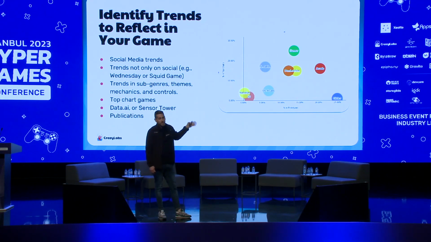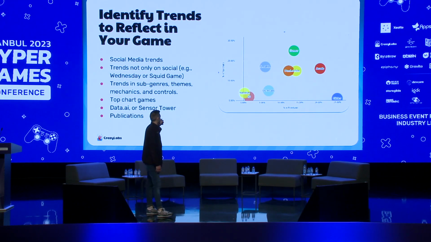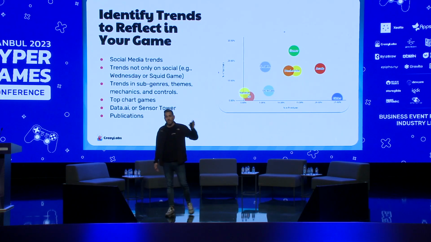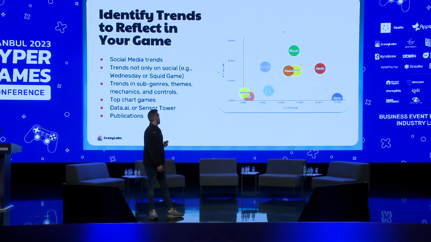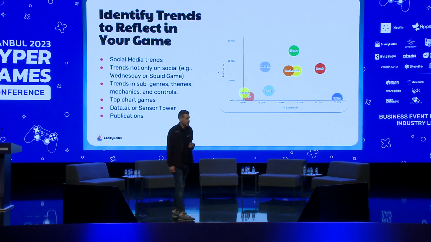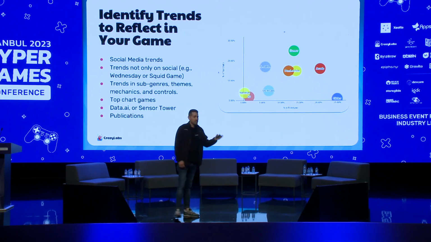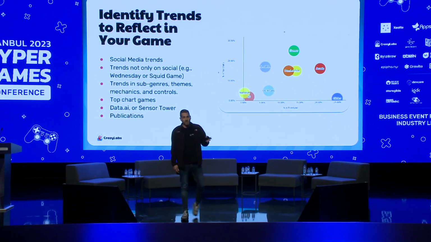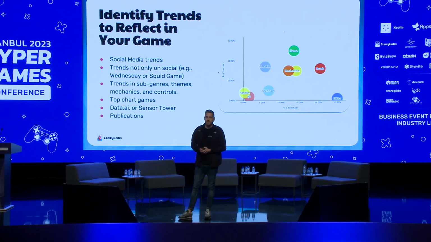So for me and for my studio, this is the place that we usually want to be. This is only one slide from the monthly trend report, where we summarize all the data. There is much more super interesting data for the studios who have access. For the ones who don't have access, you can use different platforms like Data AI or Sensor Tower. You can definitely find some interesting data over there.